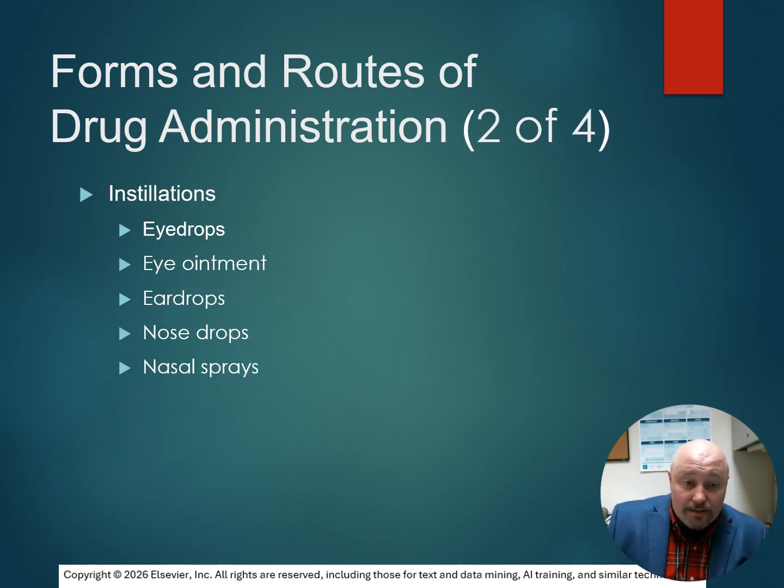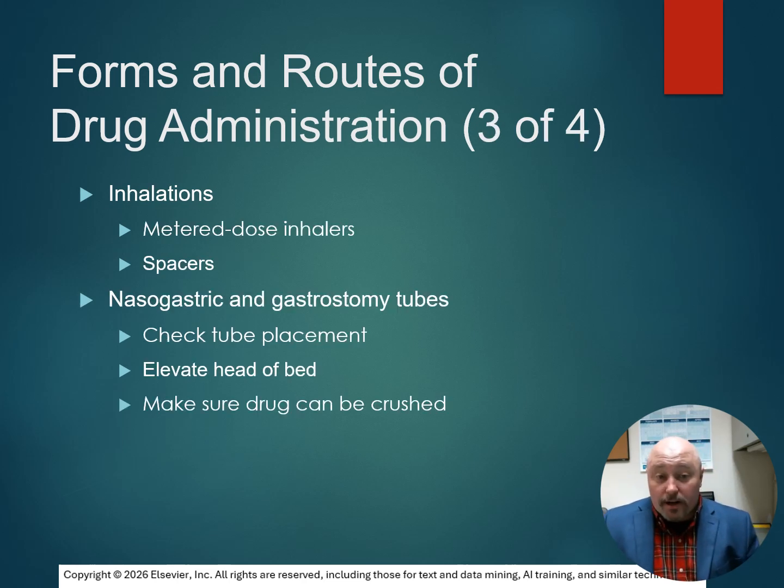Other routes would include instillations such as eye drops, eye ointments, ear drops, nose drops, and nasal sprays. You'll also see a wide array of inhalations such as metered dose inhalers, spacers, and nasogastric and gastrostomy tubes as well, where we're going to need to check the tube placement, make sure the head of the bed's elevated, make sure that the drug can be crushed, meaning we never want to crush an extended release tablet and place it down a NG or gastrostomy tube. Those cannot be crushed because then they're no longer delayed release.